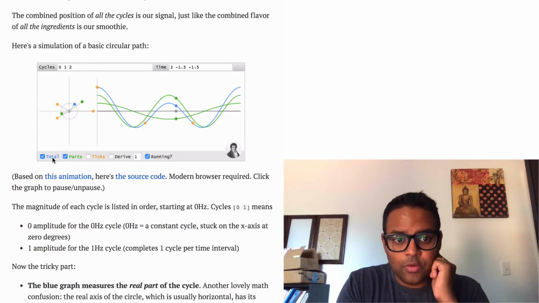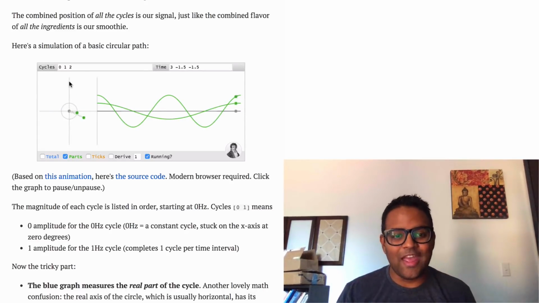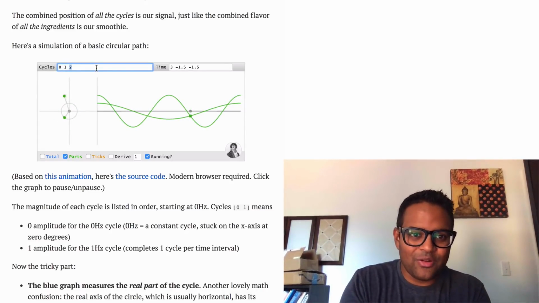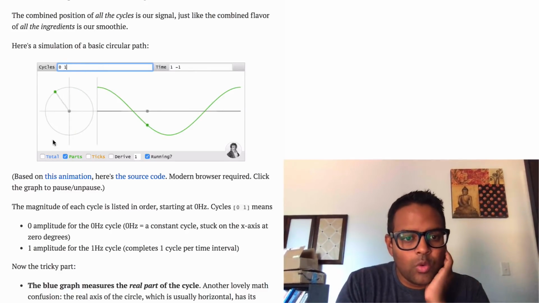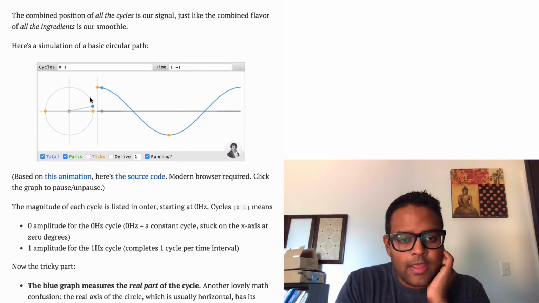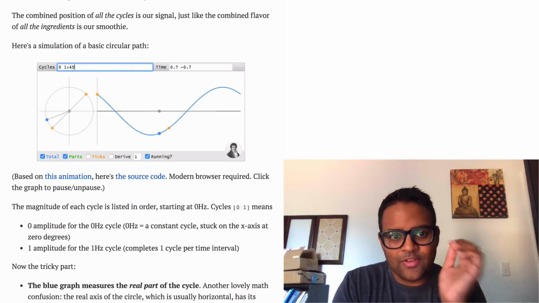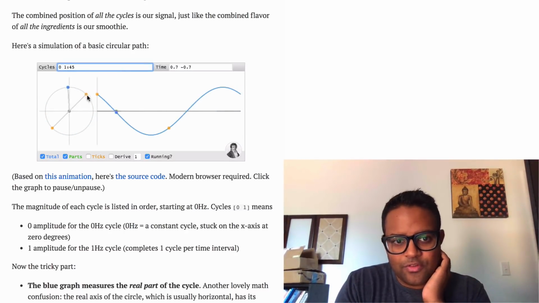So with this simulation, we can make different cycles. Oh, and I forgot to tell you the angle. If we start with something like this, we have a 1 speed item, and it's going to start on the x-axis by default. But I can make it start at, let's say, 45 degrees. And now we get a slightly different signal because we're starting here.